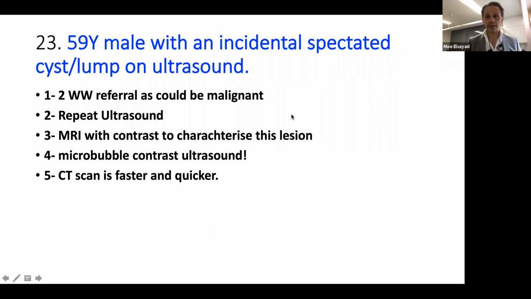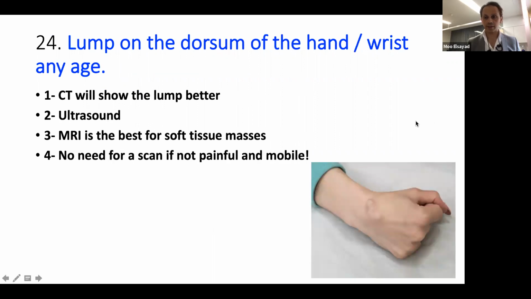59 years old with an incidental suspected cyst lump on ultrasound. Okay, let's skip this one because it needs more discussion. Here we go, that's a nice one. Lump on the dorsum of the hand or wrist at any age. We need this 100%. Perfect. Two. Perfect. Excellent. Yes, correct.